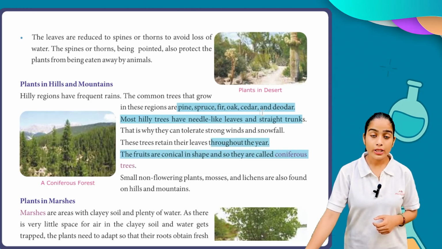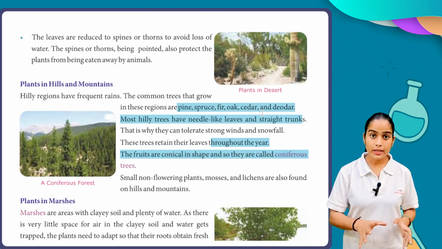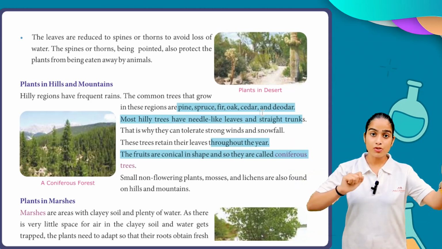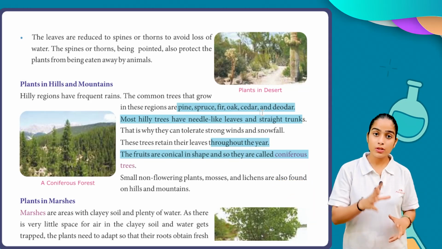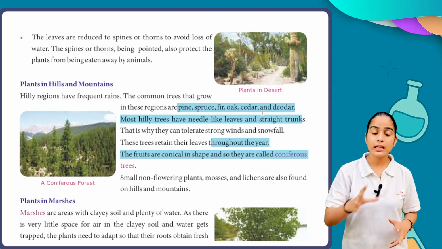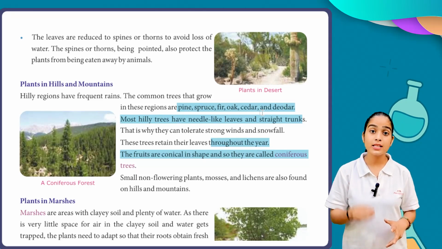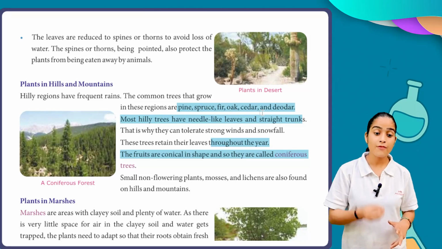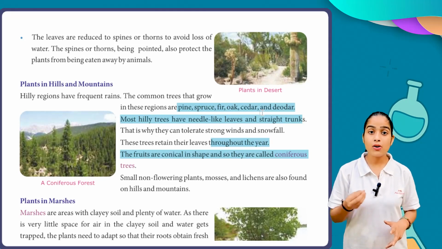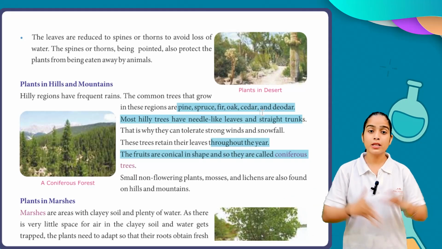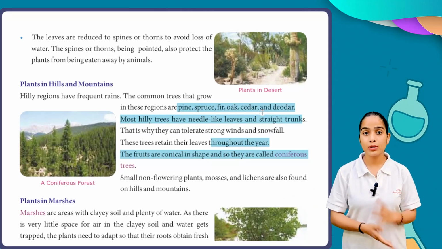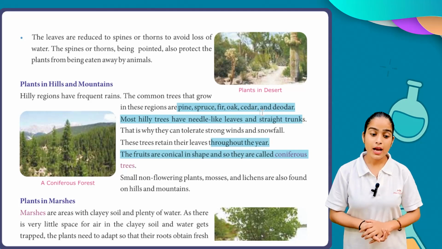called coniferous. So in hilly areas, we have conical branches, right? Conical leaves. So that is why those plants that survive in hilly and mountain areas are referred to as coniferous, because they are conical in shape, and with the help of this conical shape, they can tolerate strong wind and protect themselves. Next we have small non-flowering plants. Mosses and lichens are also found on hilly mountains.